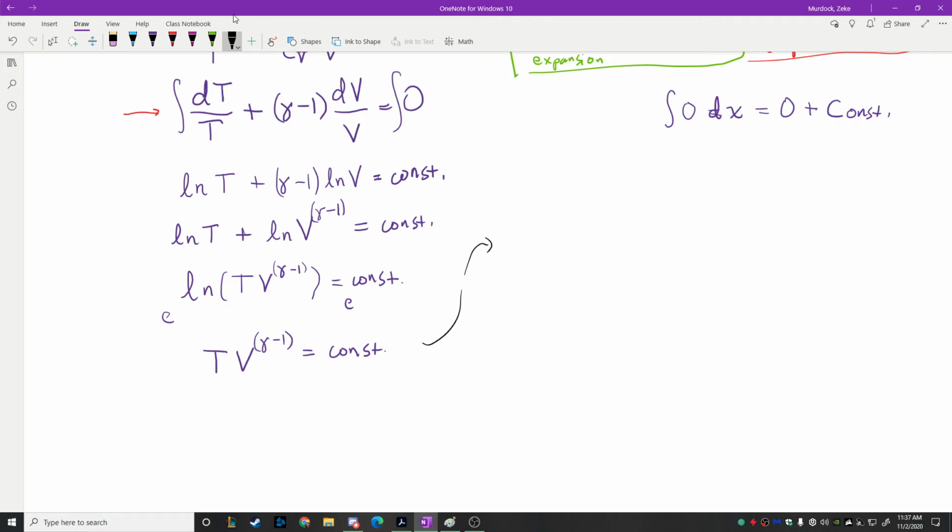If I have something that's equal to a constant, what that means is that if I have two different values of the state variables, so if I know the temperature at one point in time, and I also know the volume at one point in time, and I raise that volume to the gamma minus 1, this should be equal to the temperature at another state, another point in its state, times the volume also raised to the gamma minus 1.